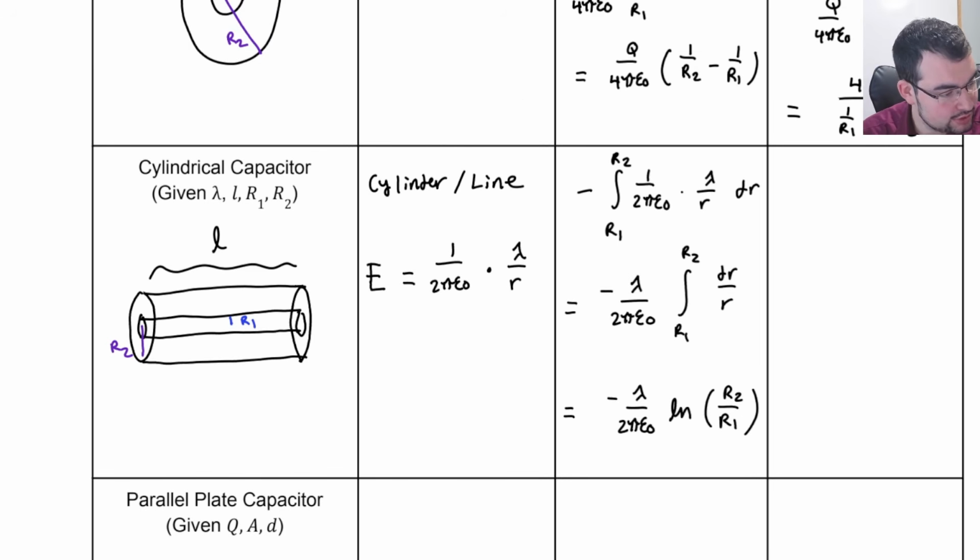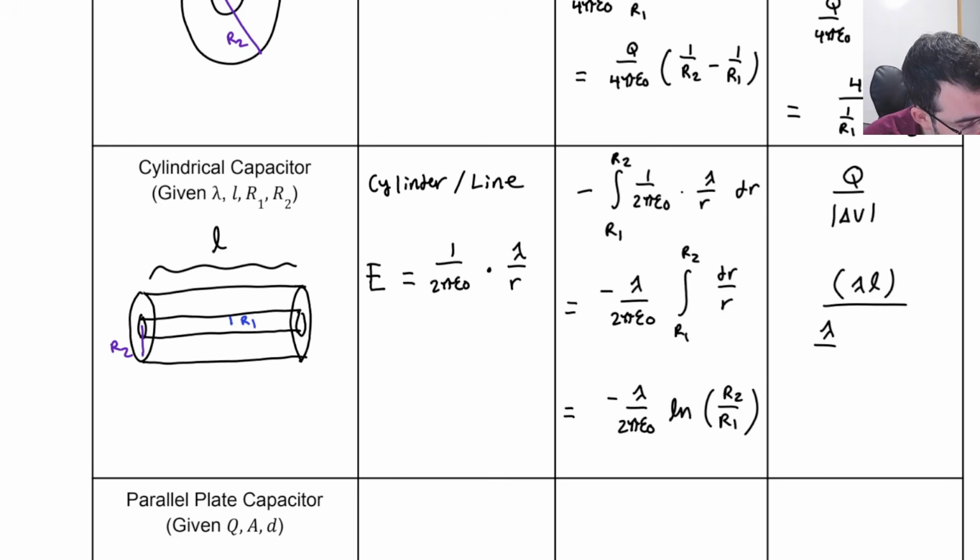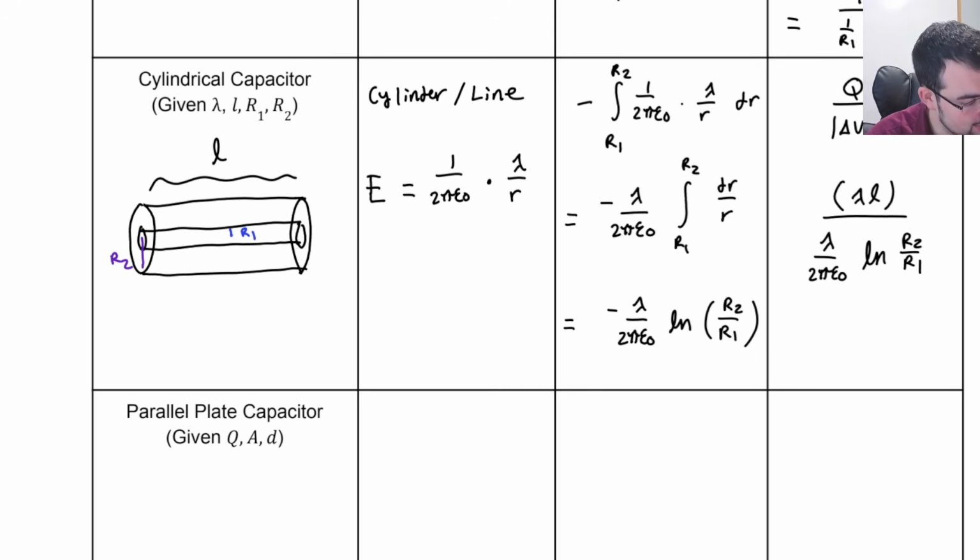So once again, our capacitance is defined as the charge divided by the potential difference in absolute value. Now the charge on this cylinder is not lambda, right? Lambda is the charge per length. So if lambda is Q divided by L, Q would be lambda times L. So Q is lambda L, and delta V is just the absolute value of our expression from earlier. So we see the 2 pi epsilon naught comes up to the top, and we're left with the natural log of the radius ratio.